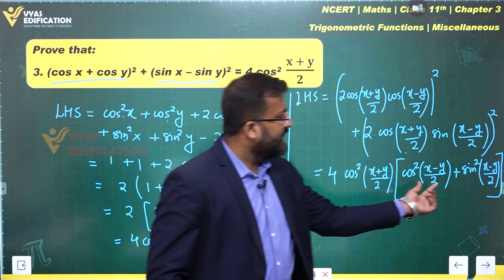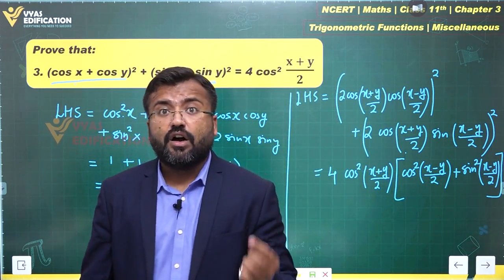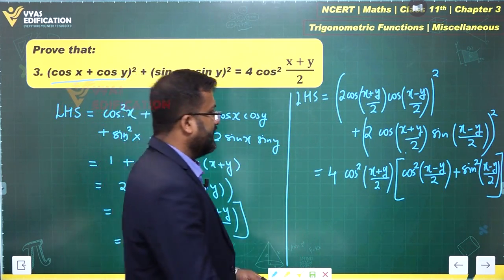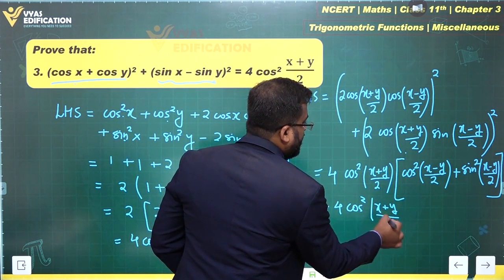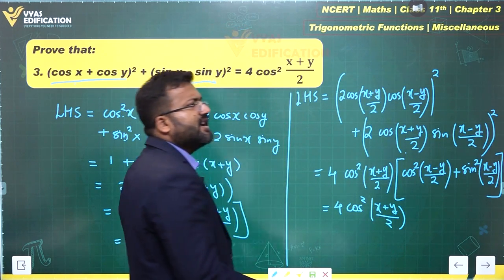Do you observe that these two angles are same? This is cos square theta plus sin square theta, which is obviously 1. And this becomes 4 times cos square (x plus y) whole divided by 2. Is that all? Yes, that is all for this question.